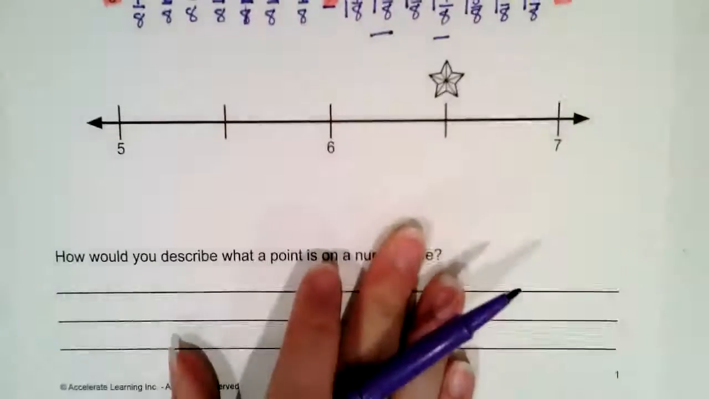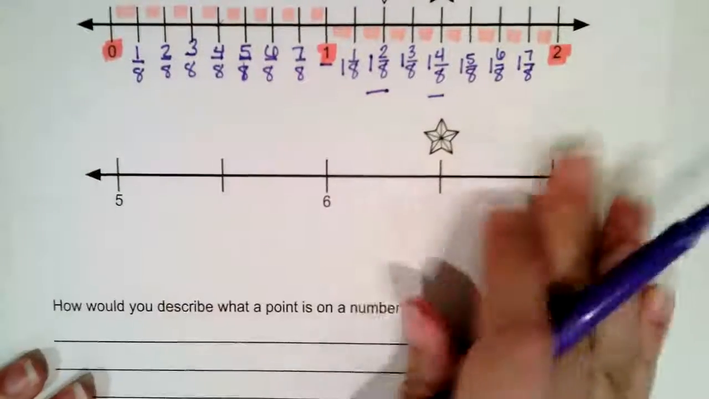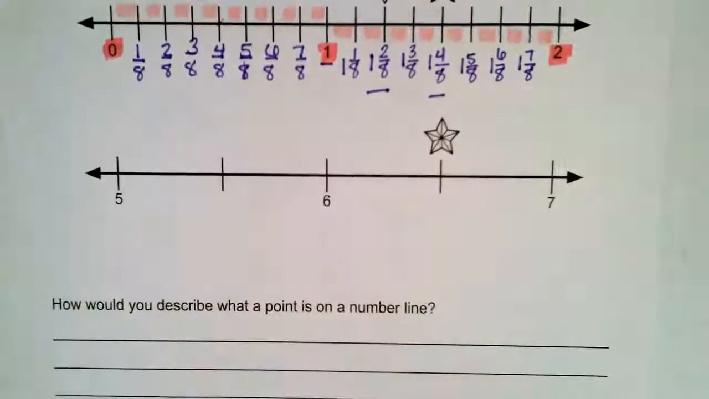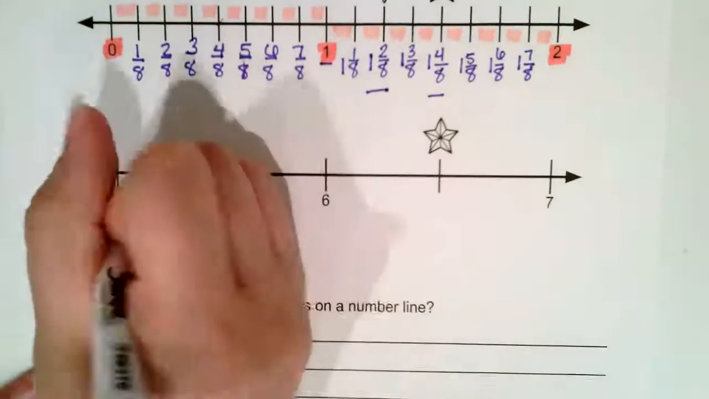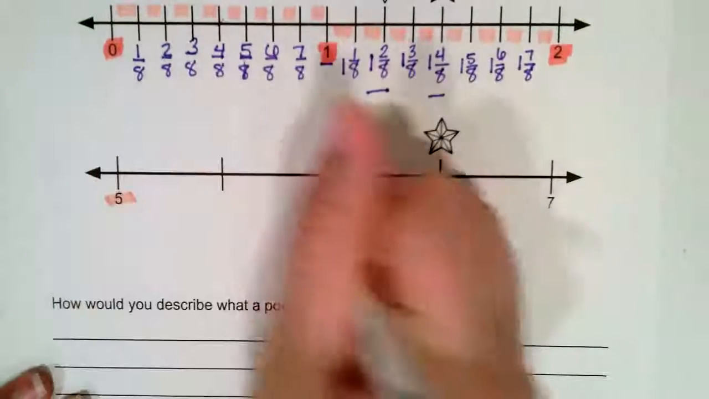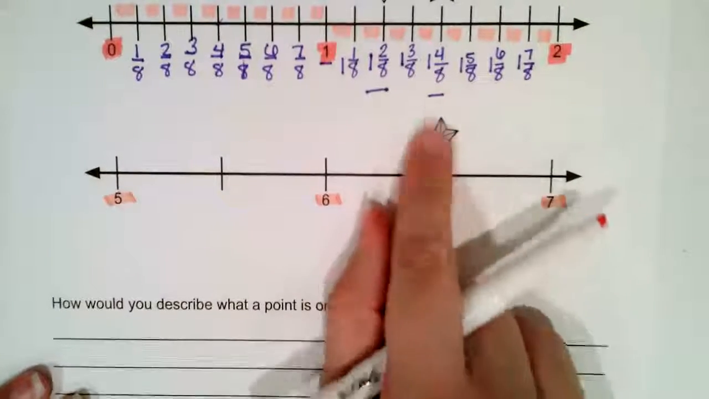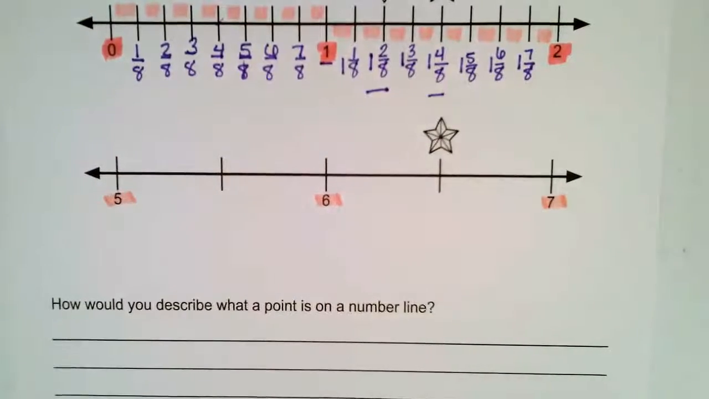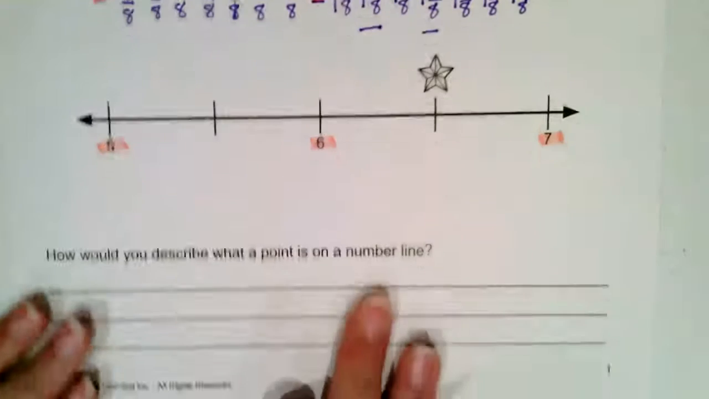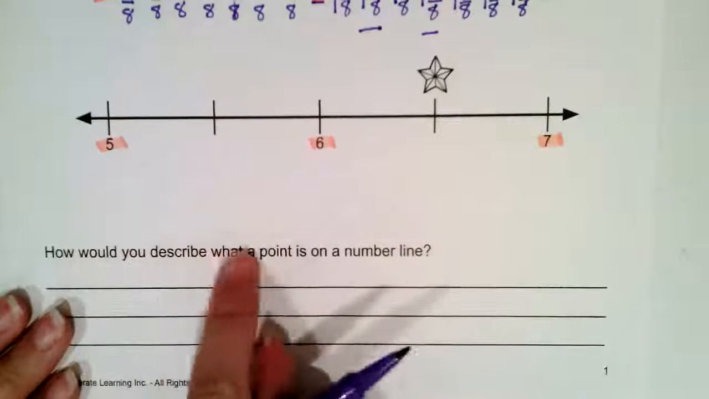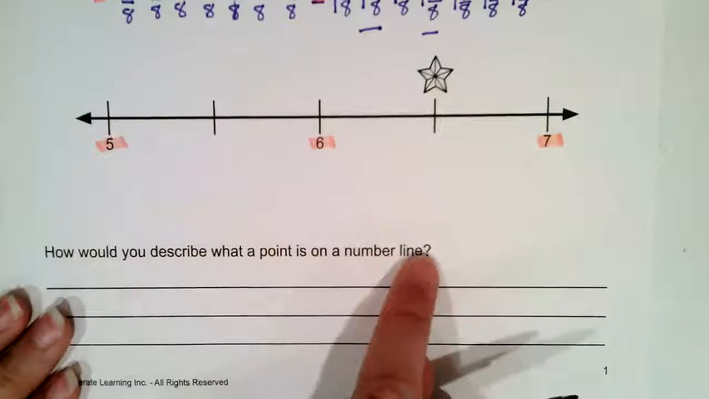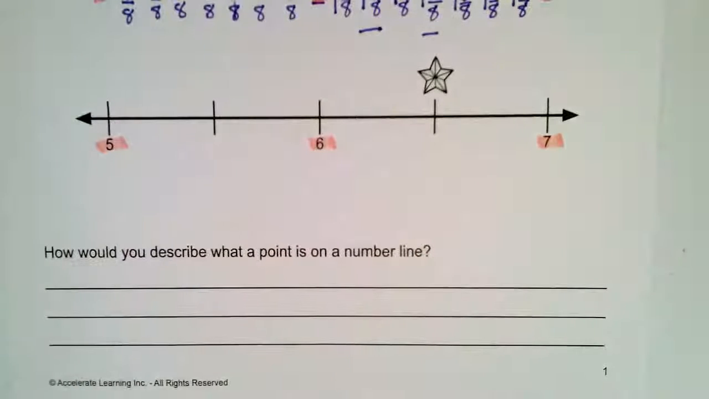Now this last one, I want you to try to work. Your whole numbers are 5, 6, and 7. So tell me, what point would this be? And then answer the question at the bottom. How would you describe what a point is on a number line? How would you describe that? I want more than just one sentence.